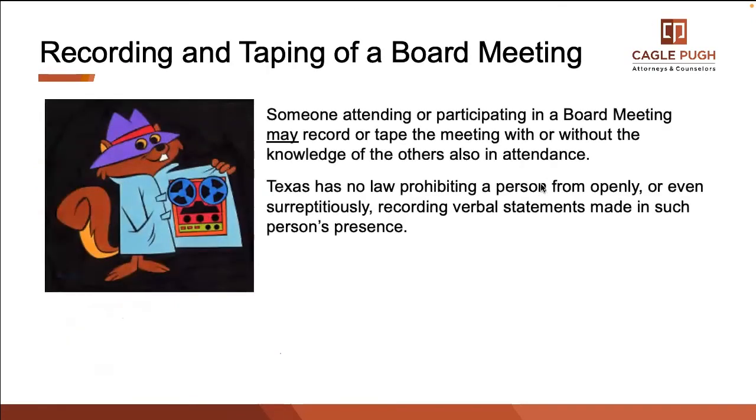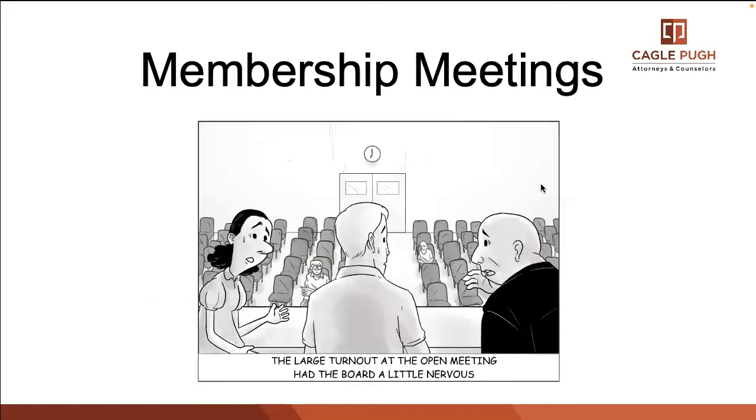Okay, so recording and taping of board meetings. Anybody attending or participating in a board meeting may record the meeting, and there's no requirement that you know about it. So they can do it secretly. They can have a little secret lapel pin. They can do it with their phone, and you can't really make a rule to stop them from doing it. The teachable moment there is just act as if you're always being recorded, and you'll always be in good shape. Just know that there's really no way you can stop that from happening.